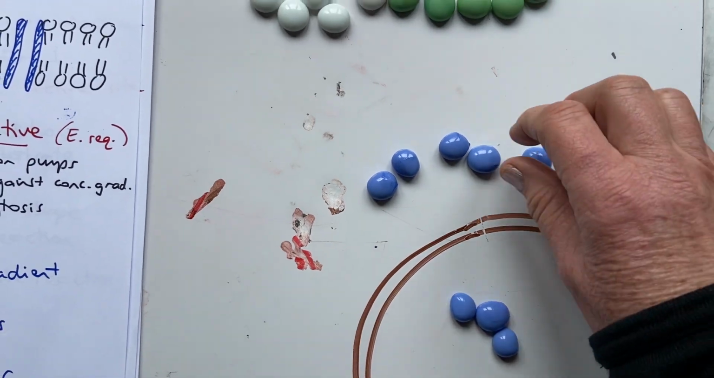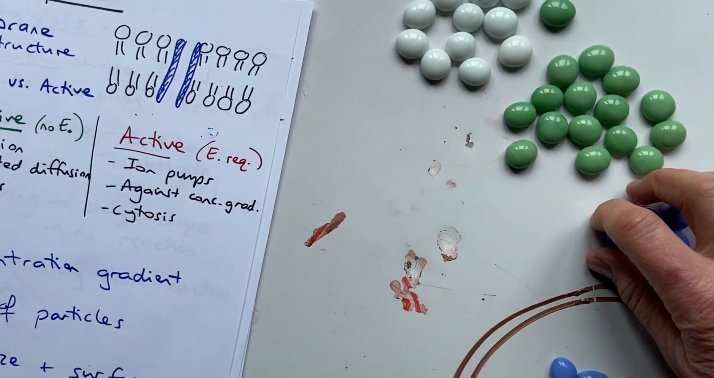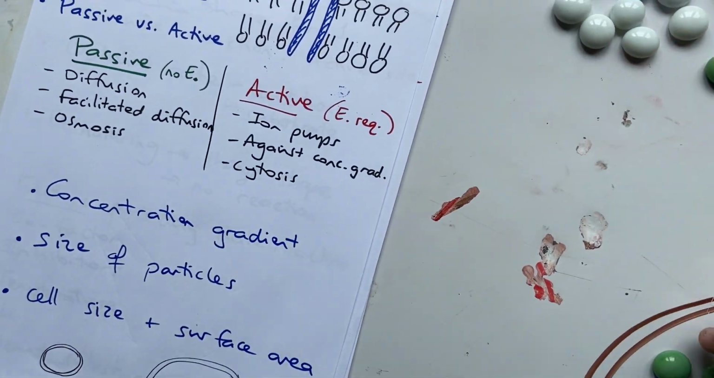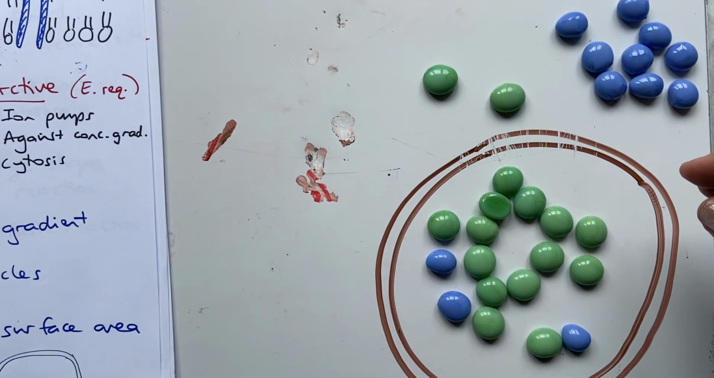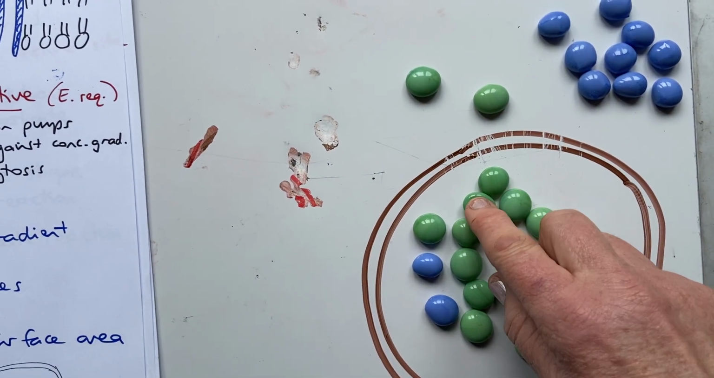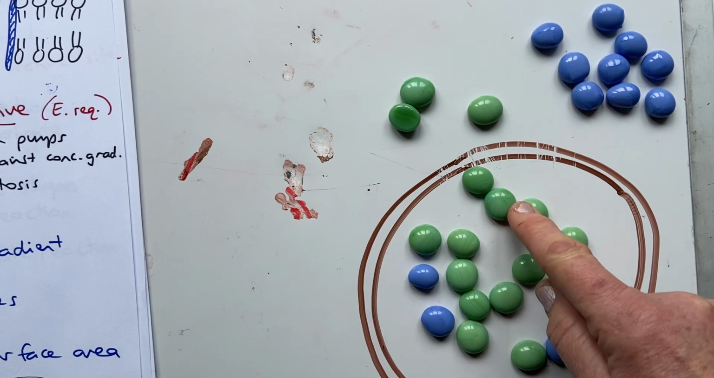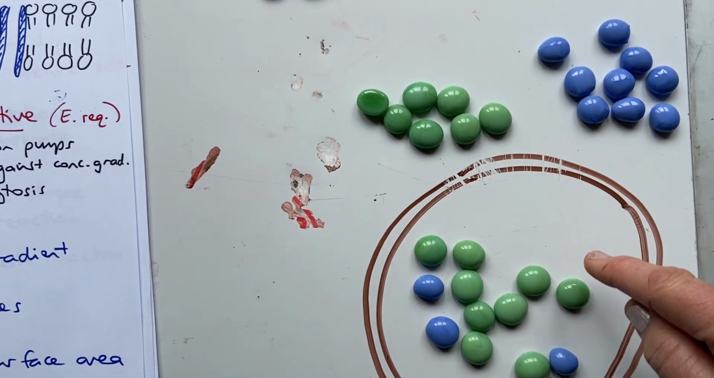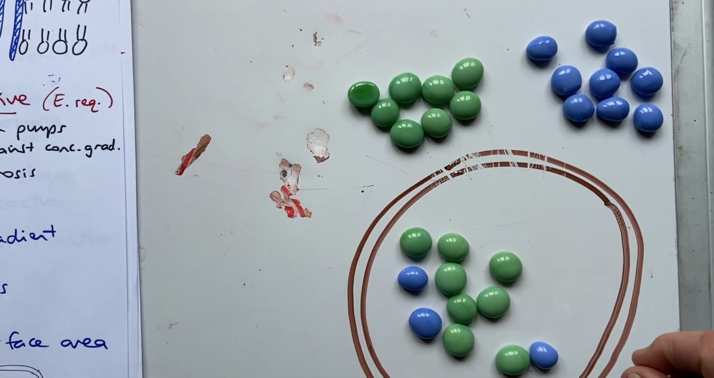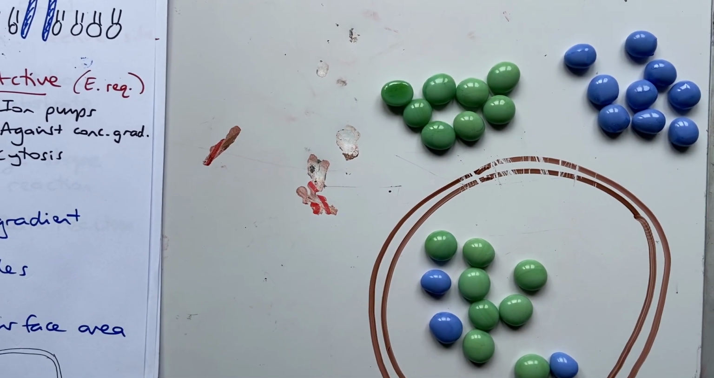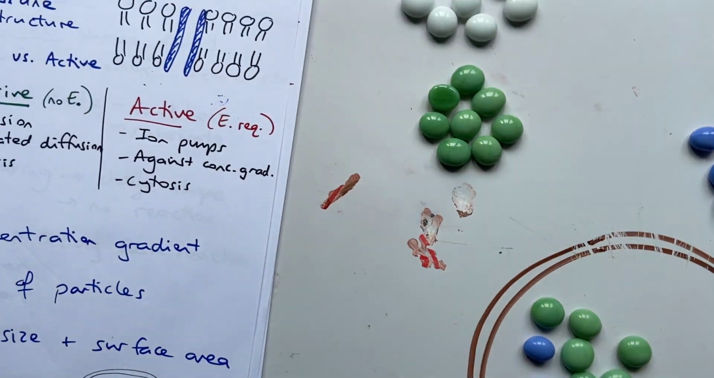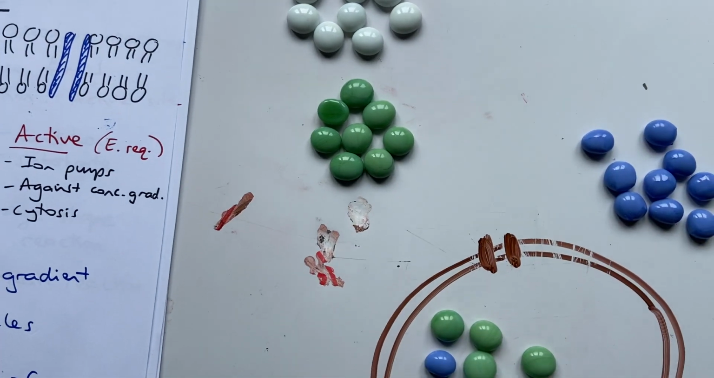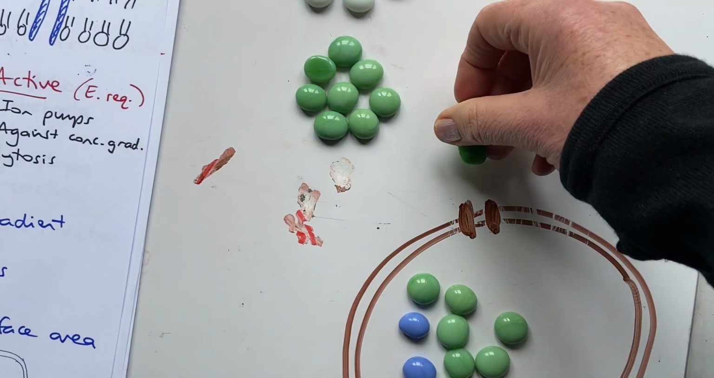You might have another sort of molecule where the concentration is high in the cell. I've got lots of green in the cell and not so many outside the cell. So in this case, diffusion will happen, but in the other direction. So it'll go from an area of high concentration to an area of low concentration by diffusion with no energy required. Now, facilitated diffusion is similar, except in this case, we have a channel in the bilayer to allow something that's a bit bigger to go through.